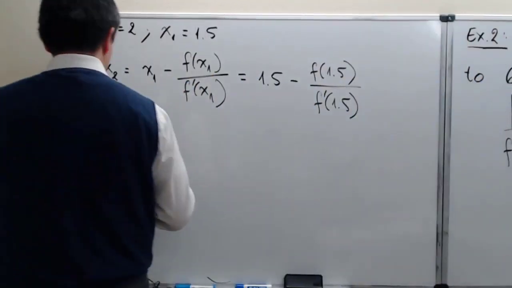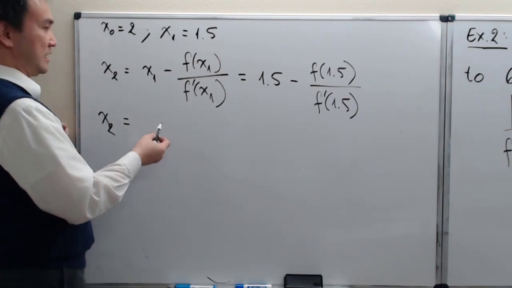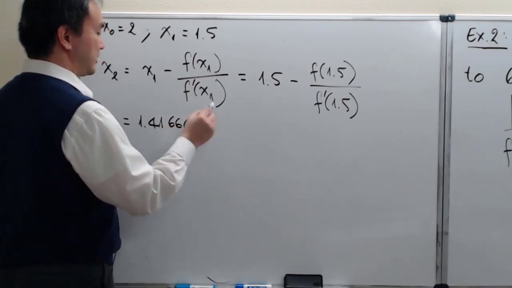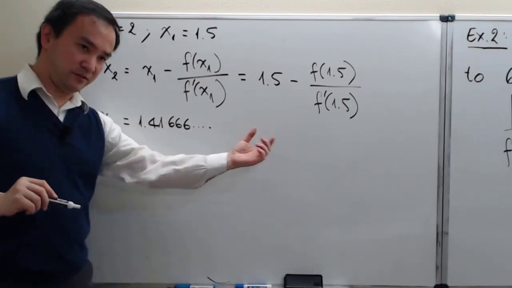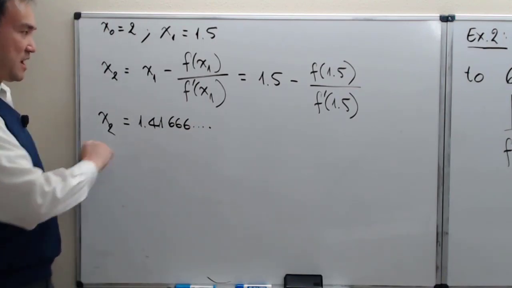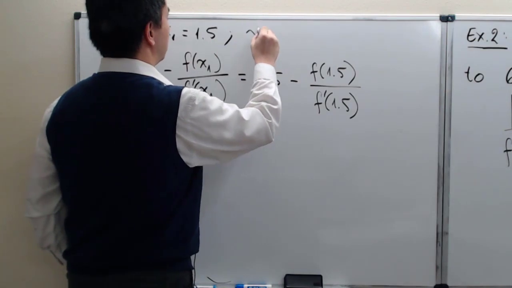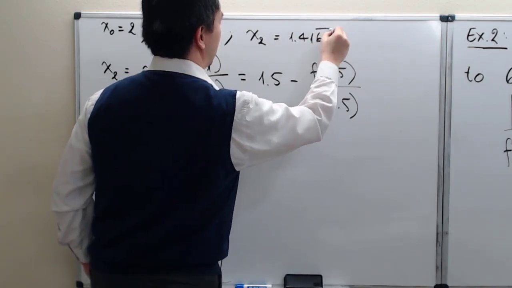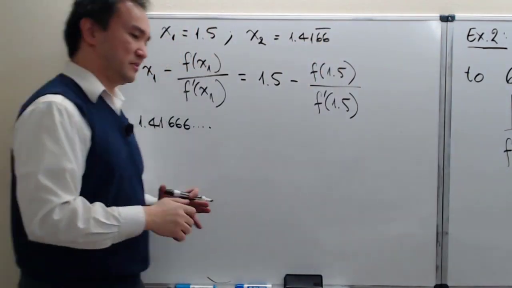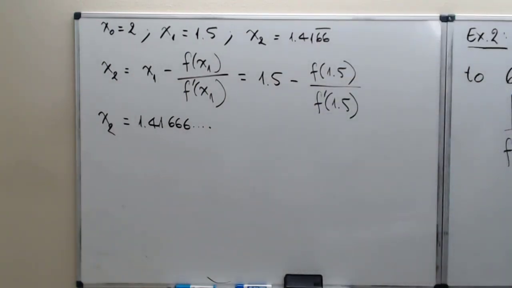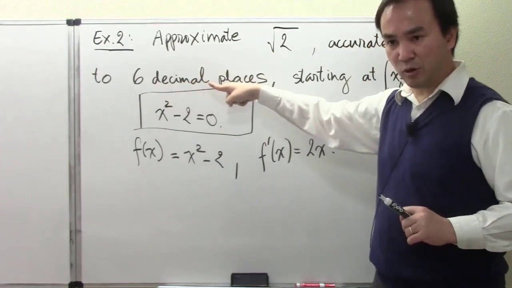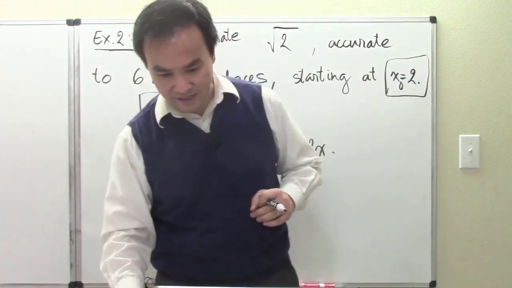All right, so x2 of mine, after going through all that calculation, is going to give me 1.41666666, with the infinite sequence of 6s. So x2 equals 1.416, with all the repeating 6. Let's double check. We are currently at x2, and the problem wanted us to keep going until we reach 6 decimal places accuracy. So let's see if we've gotten that yet.